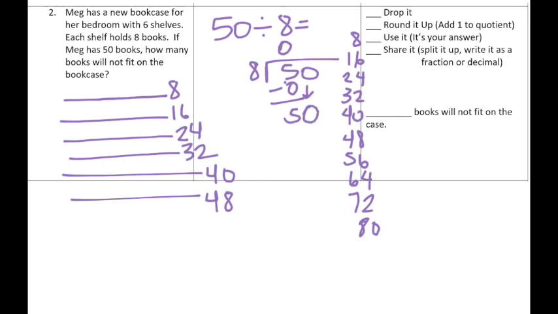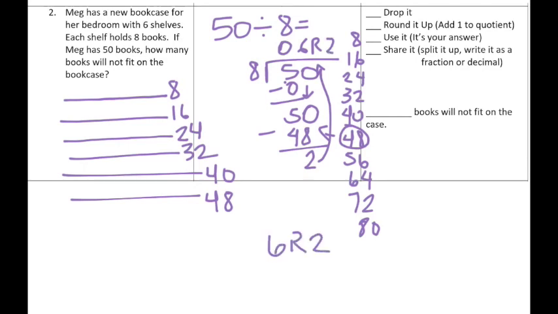8 goes into 50 6 times. Then I would bring my multiple right over here. 50 minus 48. Okay, now I'm doing my subtraction step, and I would get 2. I have nothing else to bring down, therefore this 2 becomes my remainder. So my answer is 6 with a remainder of 2.